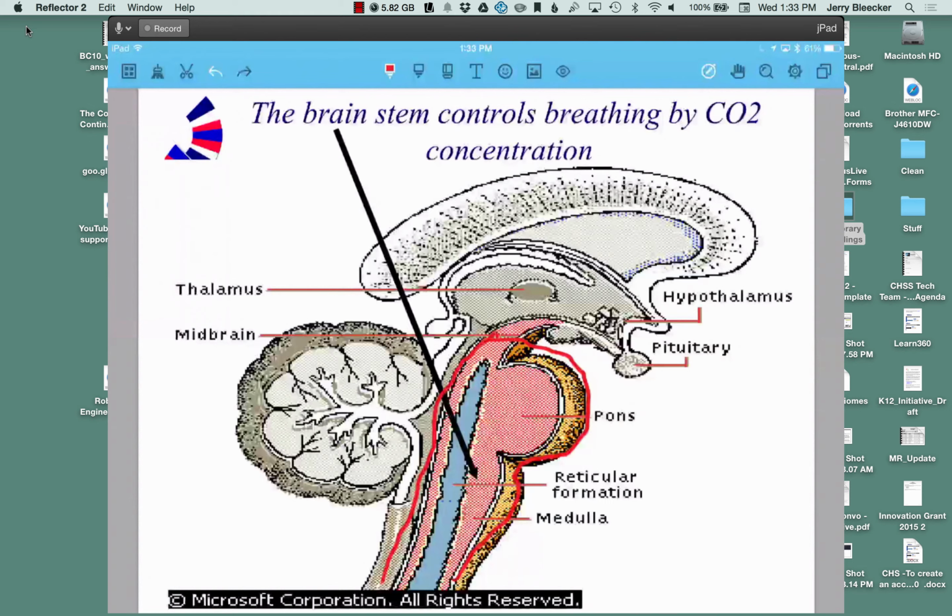Same thing for your circulatory center. It's here too. The medulla oblongata is shut down. That's it. Life processes end.